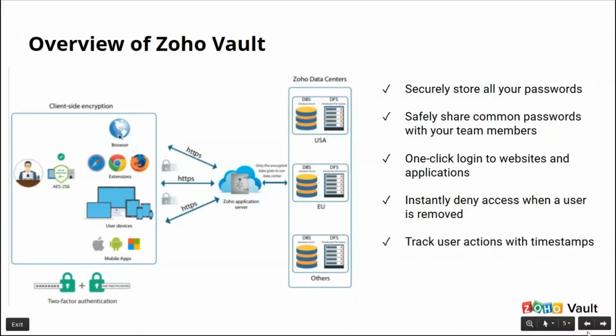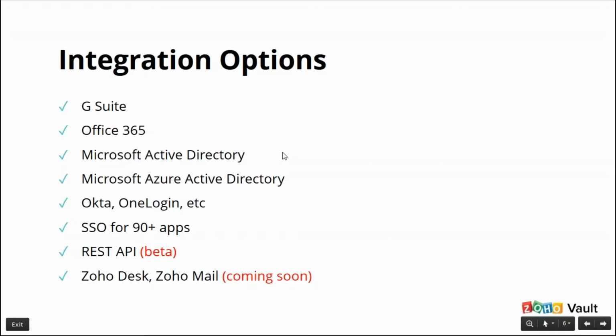Now we will see the list of integration options available in Zoho Vault. As you know, going by the title, we already have integration options with G Suite and Office 365. There is also an option to integrate Zoho Vault with Microsoft Active Directory and Azure Active Directory. Here you can import users from your Active Directory, and your users can also access Zoho Vault with the same username and password.